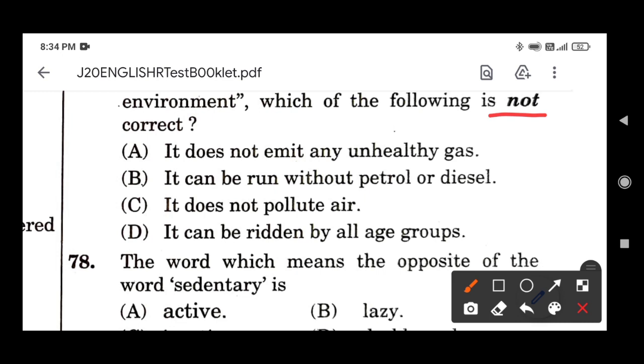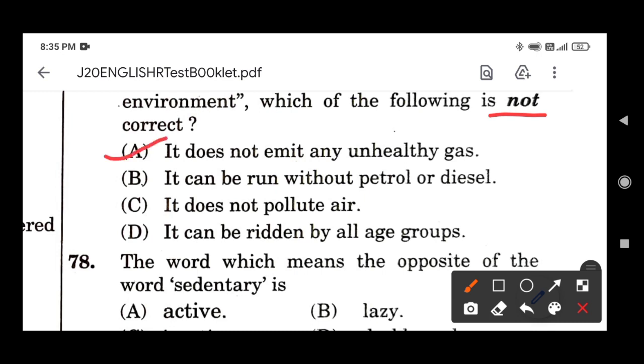So here when the writer says cycling is good for the environment, if it is okay, it is correct. Which of the following is not correct? Irrelevant answer we need to identify. The options are, it does not emit any unhealthy gas, it does not produce any unhealthy gas. Of course it is right. Okay, and it can be run without petrol or diesel. Yes, it is also right. Cycle, no need to pour petrol, no need to give petrol or diesel to the cycle. Bicycle, yes, it is also right.